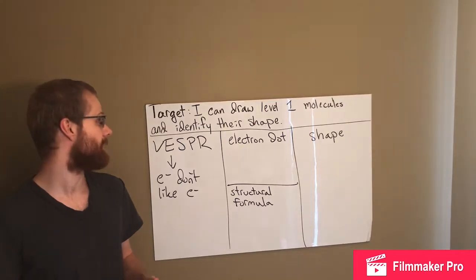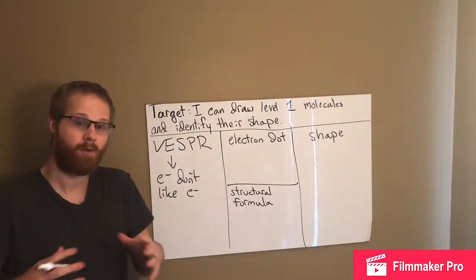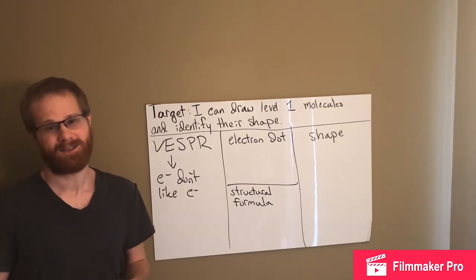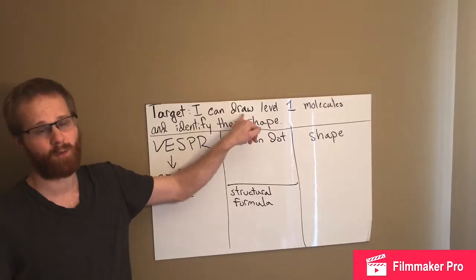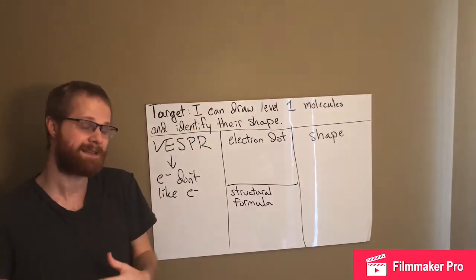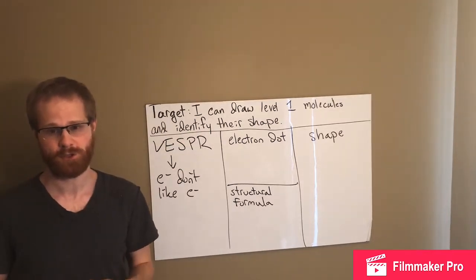We're going to get started with today's target, which is to talk about some covalent molecules and just what they look like. Basically, by the end of today's lesson, you want to be able to draw what I would refer to as a level 1 or a more basic molecule and be able to identify those molecules' shapes.